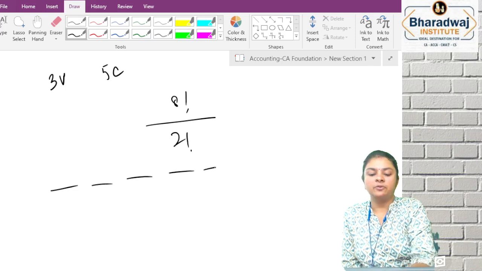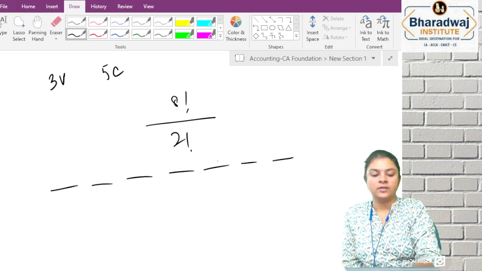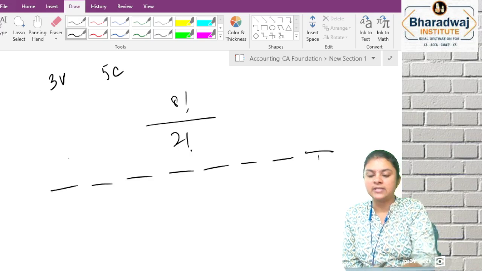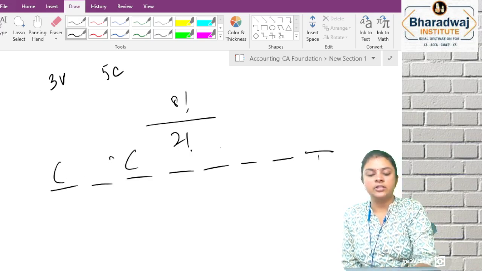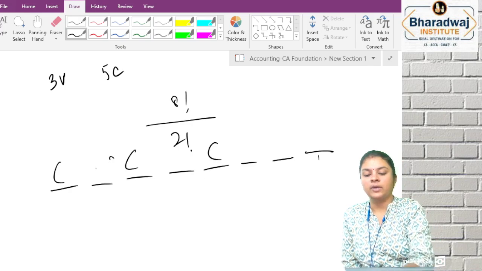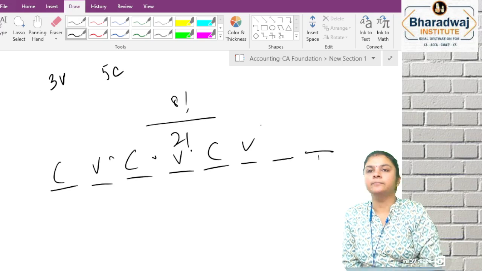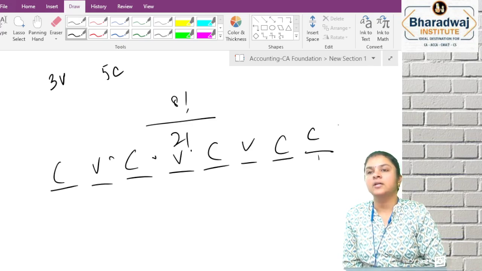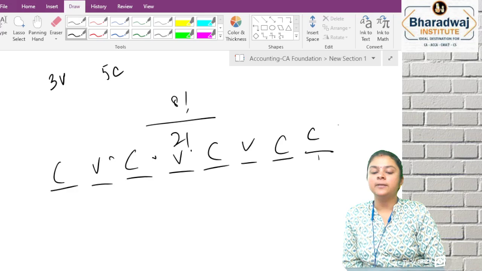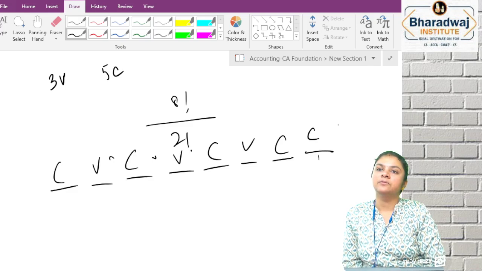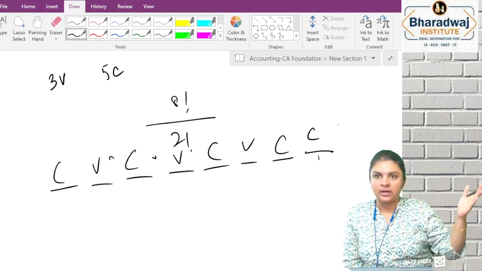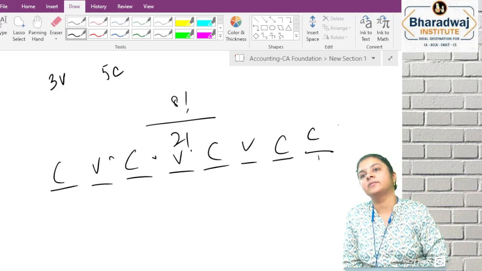So 1, 2, 3, 4, 5, 6, 7, 8. Now the possible way in which I can arrange this is consonant, consonant, consonant. Okay, so I will have vowel and vowel. So the last two have to be consecutive consonants. Yes. So now what happens here? The vowels have to take which places? 3 places.